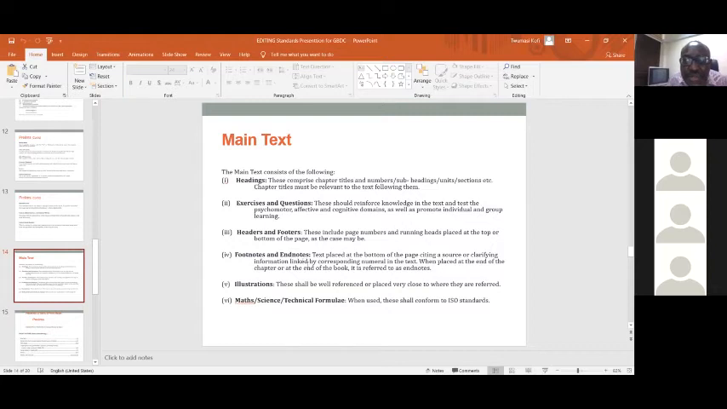Illustrations. These should be well referenced. In other words, if in the text you have footnote one, or no, rather the diagrams. If you have a diagram, make sure it is relevant to the text surrounding it. And those of you who will be using technical formulae, all these things should conform to the ISO standard.